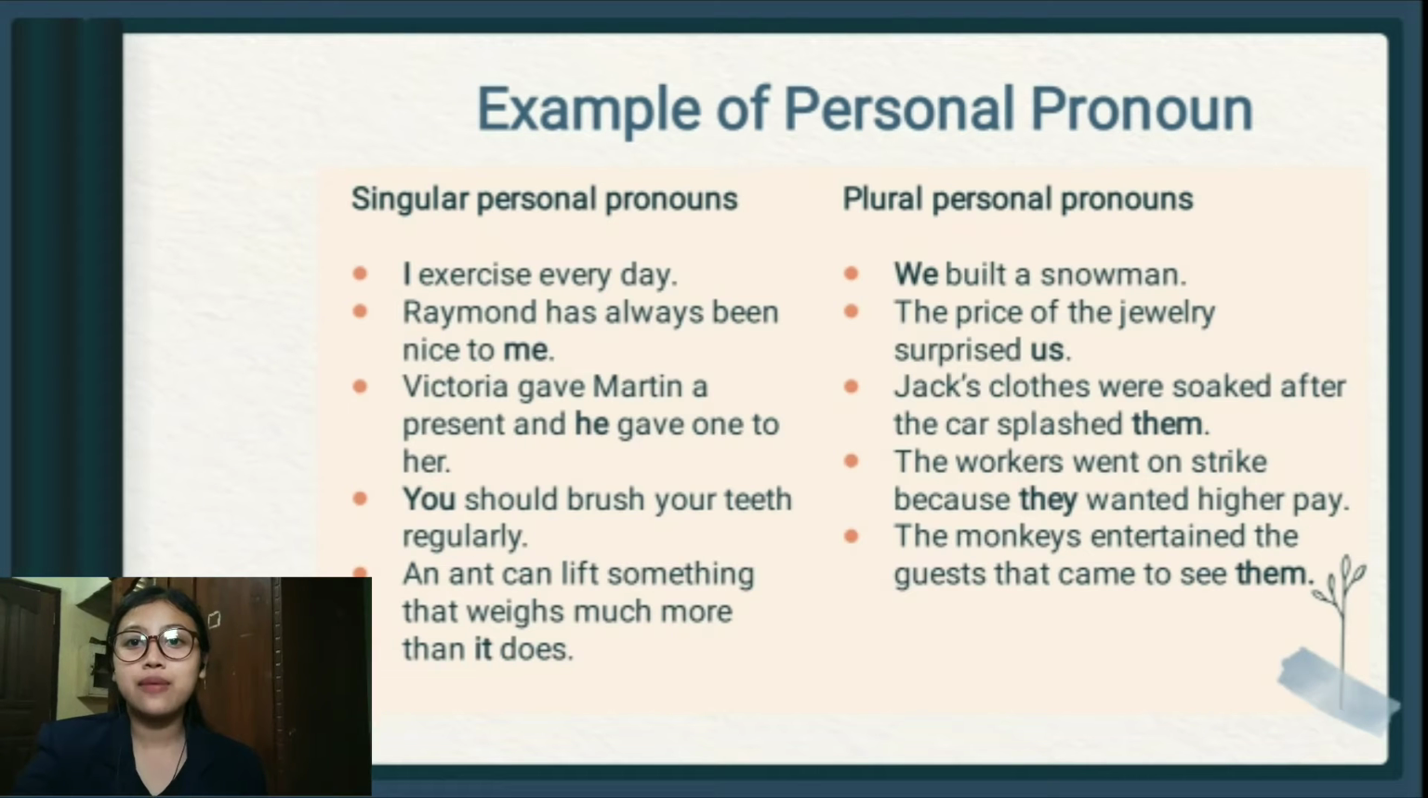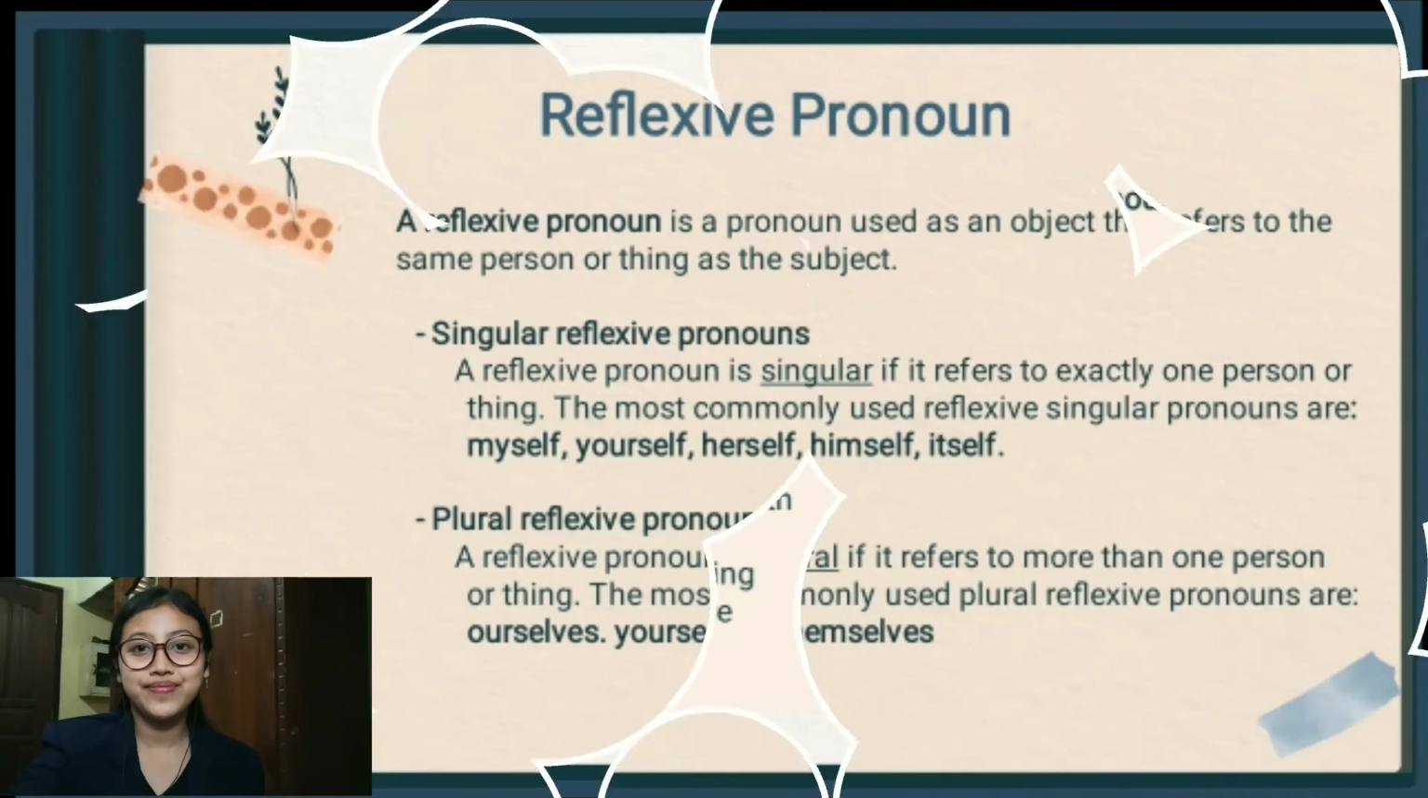And then, in plural personal pronouns, there are: we built a snowman. The price of the jewelry surprised us. Next: Jack's clothes were soaked after the car splashed them. For the fourth one: the workers went on strike because they wanted a higher pay. And the last one: the monkeys entertained the guests that came to see them.